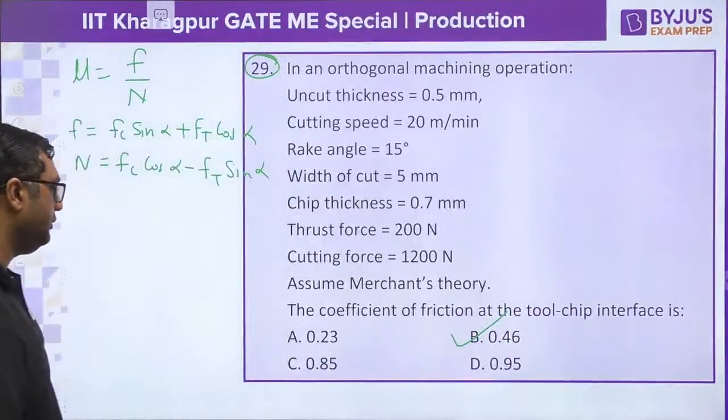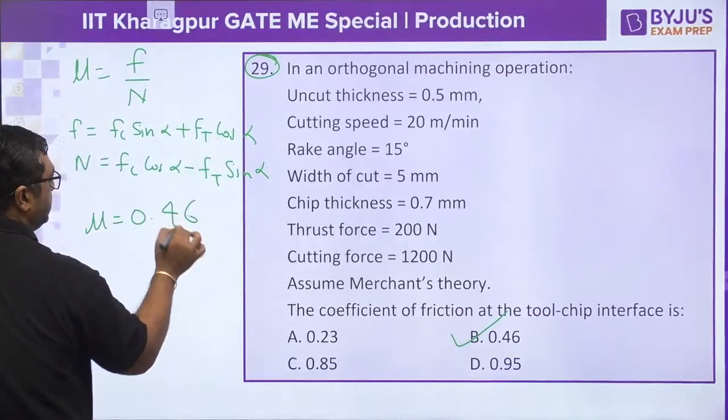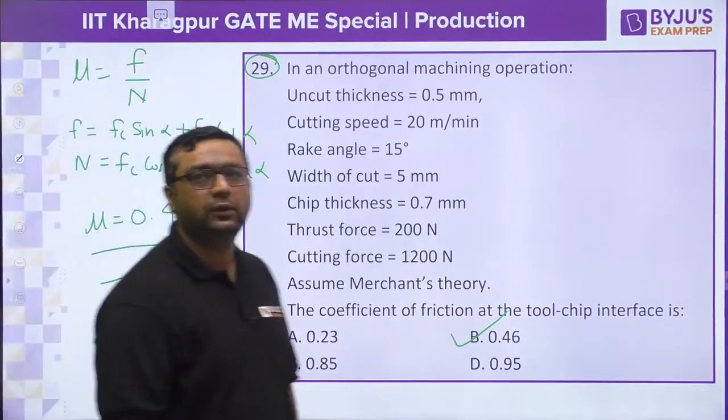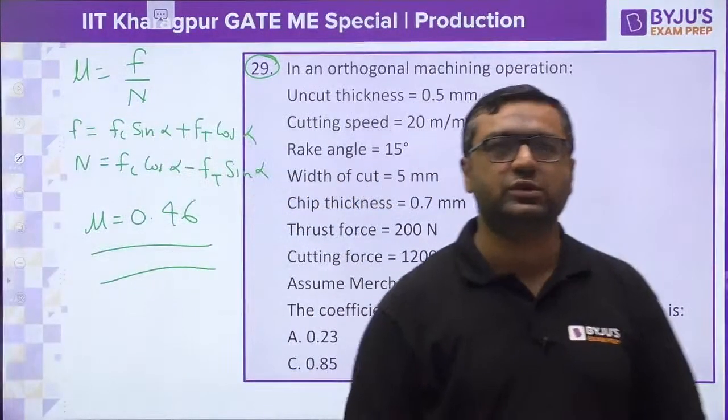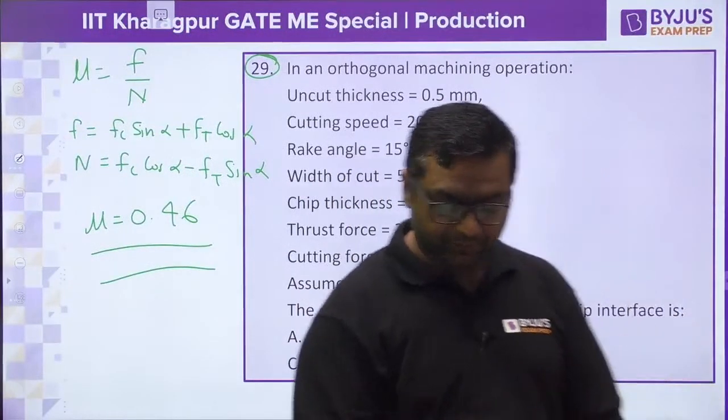Coefficient of friction you will get as 0.46, by putting all these values. B would be the right answer.